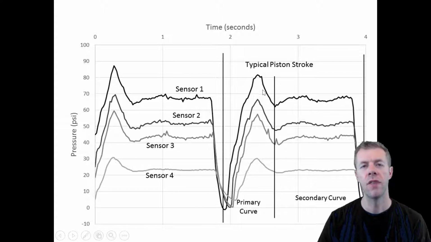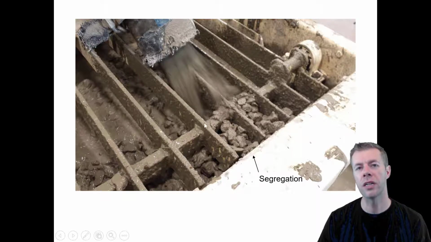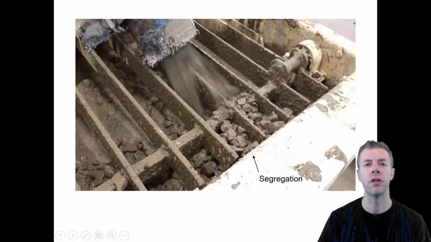That's the pressure when the piston stroke is starting to move. And then this is as the concrete flows through the pipe itself, called the primary curve and the secondary curve. We get some really neat information out of this, like, for example, when things start to segregate. You can see the coarse aggregate coming out of here and being separate from the other materials.